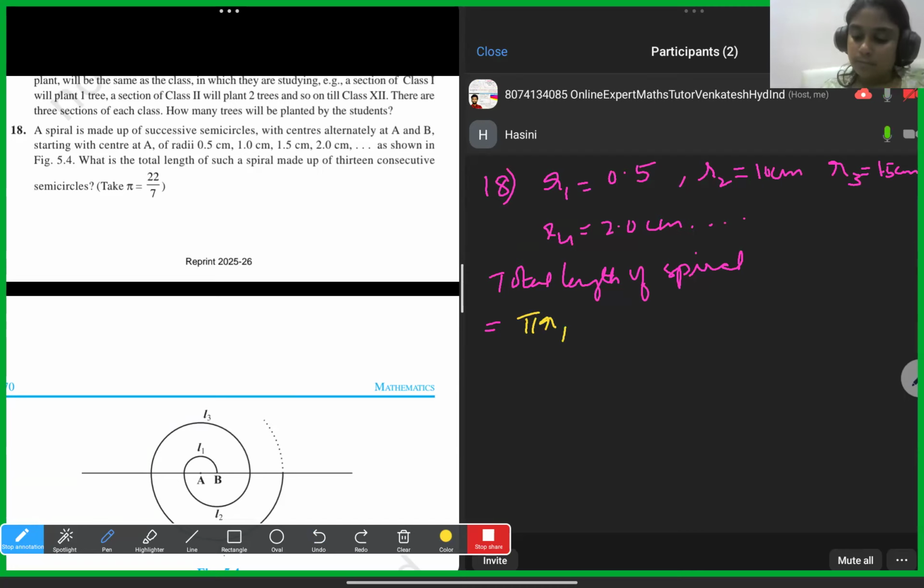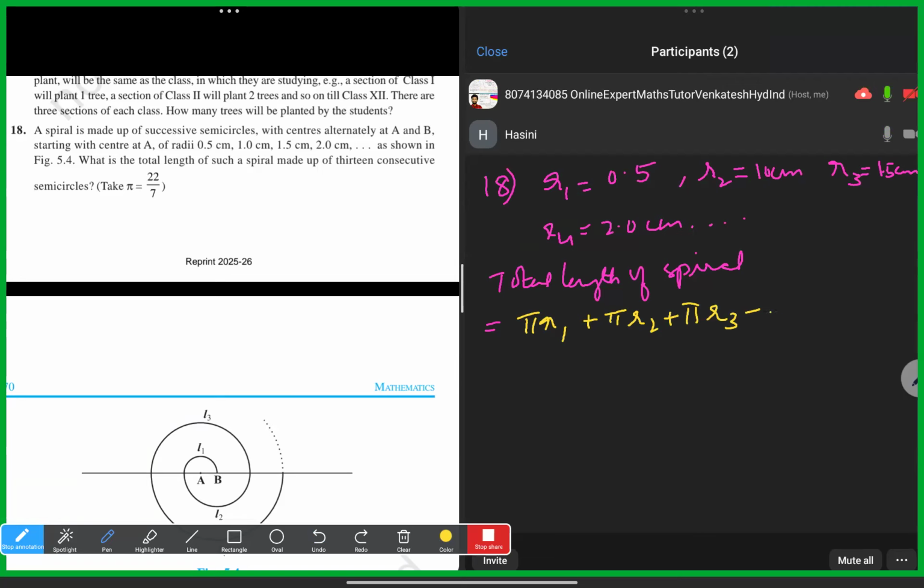So first semicircle circumference plus second semicircle circumference plus third semicircle circumference, and so on. How many are there? 13 semicircles. Pi r is the formula for semicircle circumference, and 13 semicircles are there with different radii. So adding each circumference, we get pi r1 plus pi r2 plus pi r3 plus pi r4 and so on, up to pi r13.